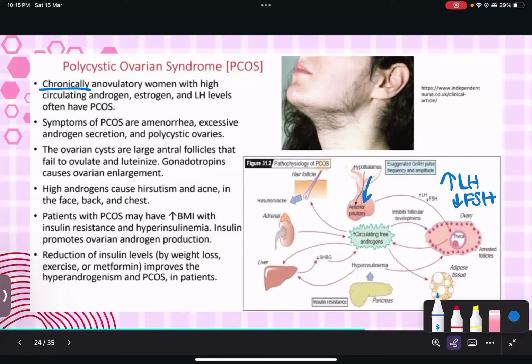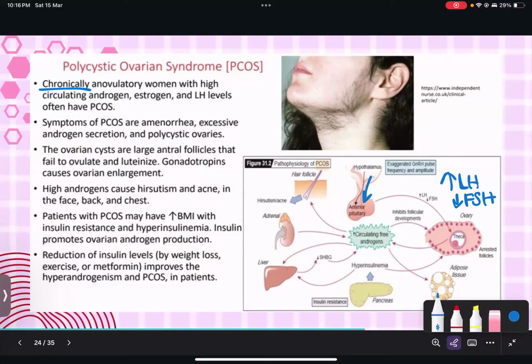Okay, this will increase the amount of LH. Why not LH and FSH? It's because the frequency and the amplitude is so high. We said that when it's high, it releases LH, and when it's low, it releases FSH, right? So because it's so high, it only releases LH and decreases the release of FSH.